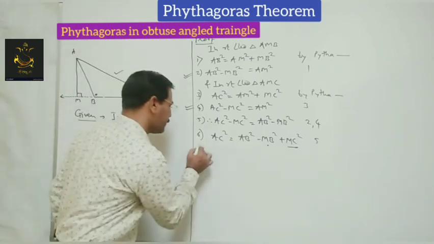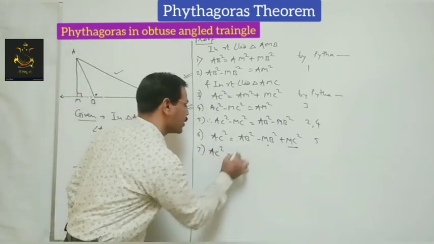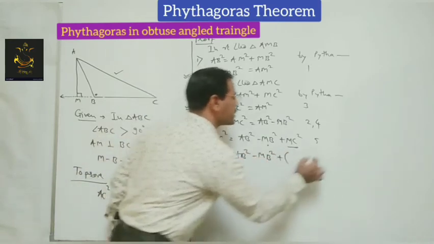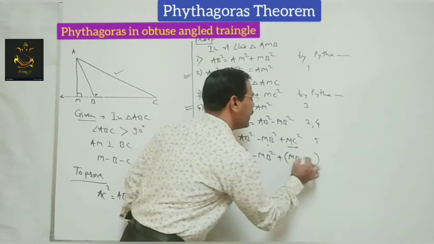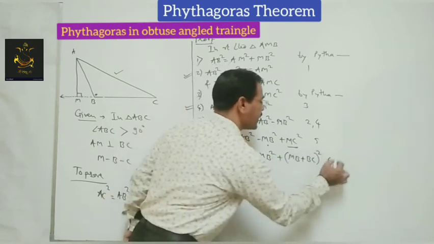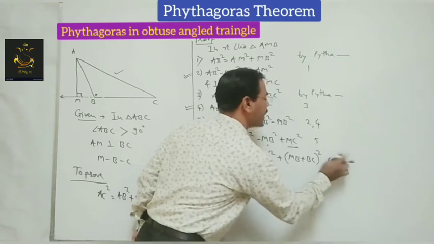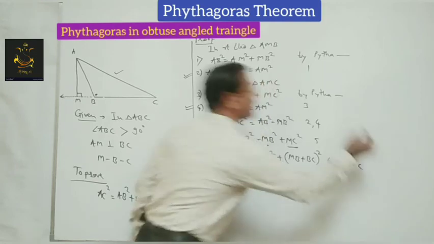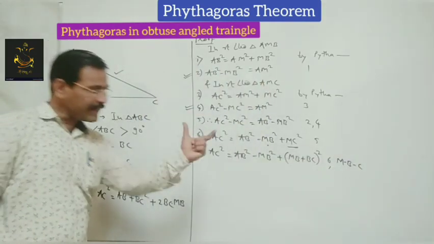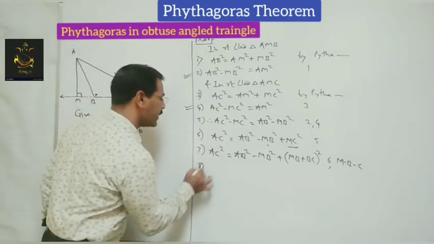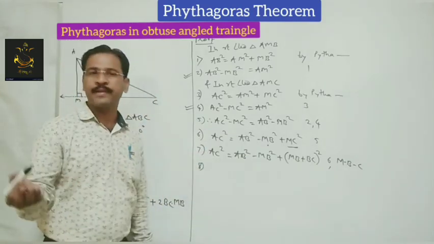Okay? See here. AC square is equal to AB square minus MB square plus (MB plus BC) whole square. This is from the 6th step and M-B-C betweenness. Because of that, MC means MB plus BC. Now expand using the formula (A plus B) whole square.